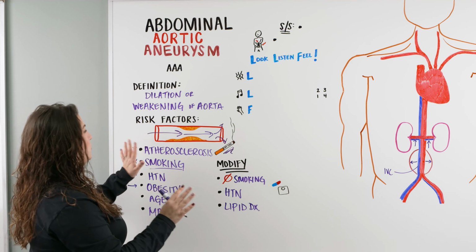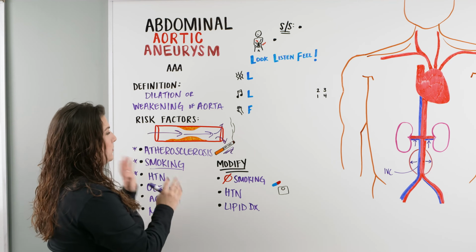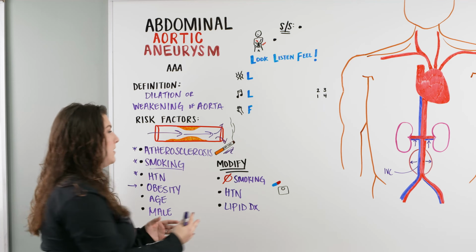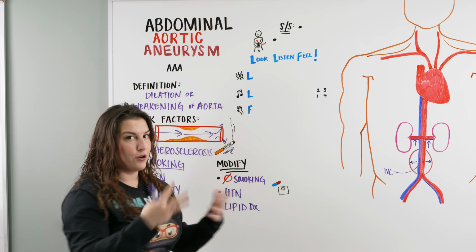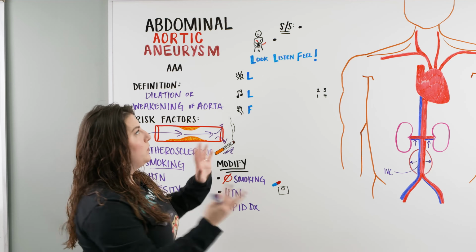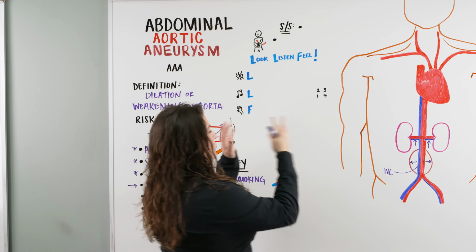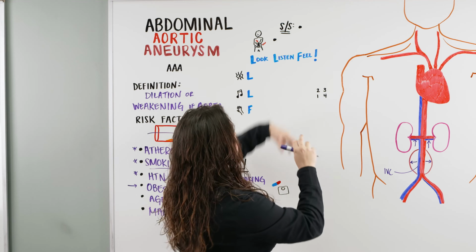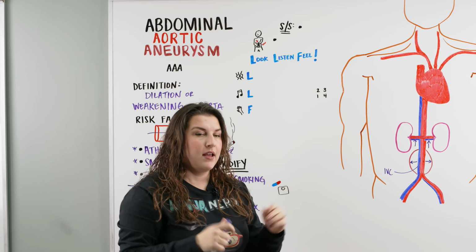So we have our patient, we tell them, you have these risk factors. They could be leading up to a AAA. You want to modify them. They don't modify them, and we find somebody who has a AAA. So we're going to talk about the signs and symptoms of AAA.